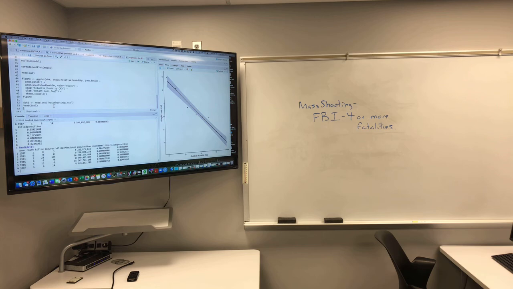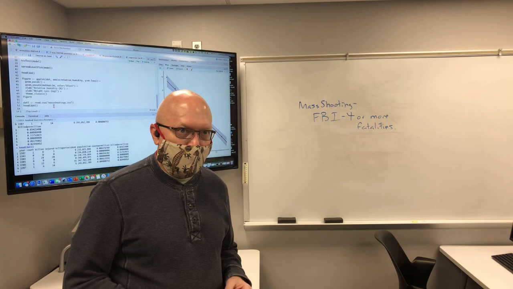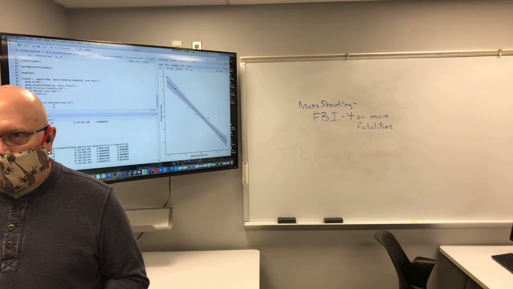All right, everybody got it done? Yeah, good. Okay. So mass shootings are defined by the FBI as any shooting where there are at least 4 fatalities or more. Last year we had 2 mass shootings in the United States. This year we've had 5 already.